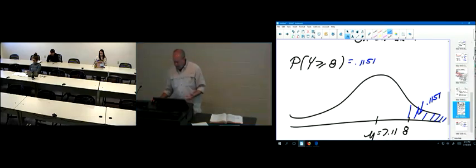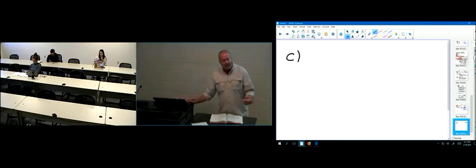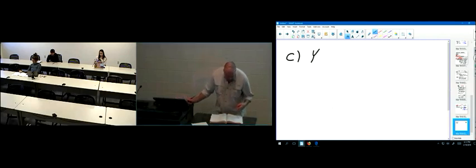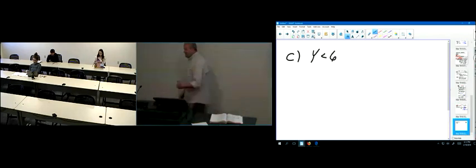What about part C? There's got to be a part C here. Part C says, now they're going to go the other way. They're going to take the English language and turn it into symbols. Write the event, the student could run a mile in less than 6 minutes, in terms of Y, your random variable. What does it mean to be less than 6 minutes? What's the symbol for less than? Do I include 6 when it says less than 6?